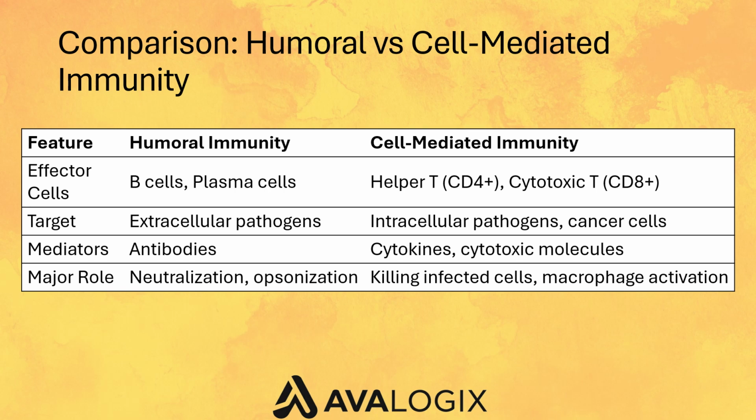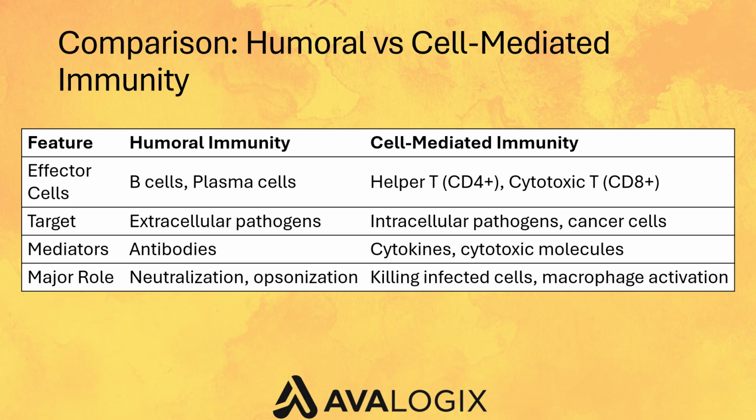Humoral immunity is primarily directed against extracellular pathogens in body fluids. It involves B cells and antibodies that neutralize pathogens, promote phagocytosis, and activate complement. Cell-mediated immunity targets intracellular pathogens and abnormal cells. It involves T cells that kill infected cells or regulate immune responses.